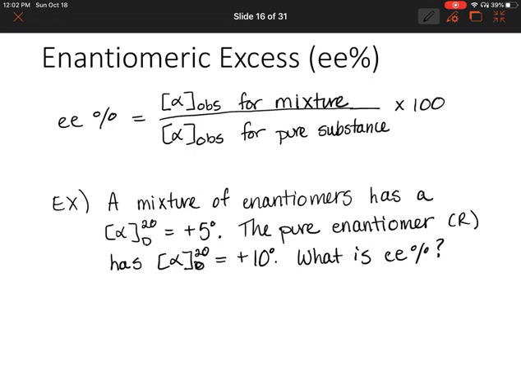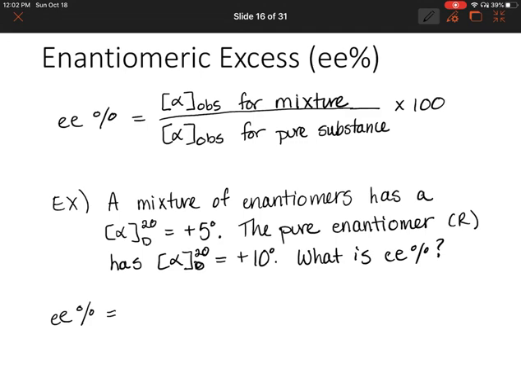Okay, so we want to figure out how much of our mixture is just R and how much of the mixture is S. So a fraction of our mixture will be a 50-50 mixture of R and S, and then we'll have excess R, for instance. All right, so let's figure this out. Let's plug in our values for EE%.